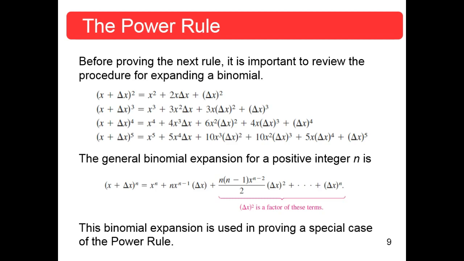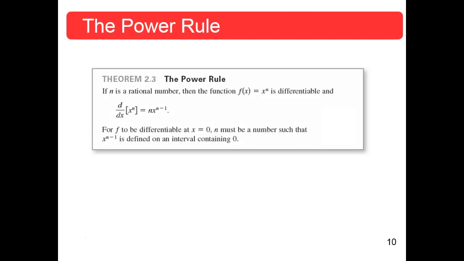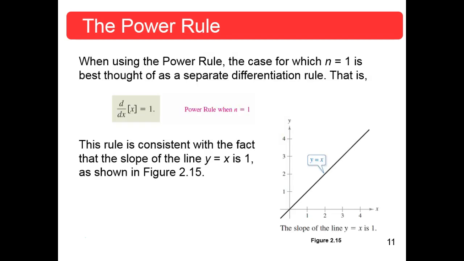And here's what I was worried about. This proves the case for which n is a positive integer greater than 1. So even though this says any rational number, the proof works for any n greater than 1. So when using this power rule, the case for which n is equal to 1 is best thought of as a separate differentiation. There's really nothing wrong with n equal 1, but let's do it.